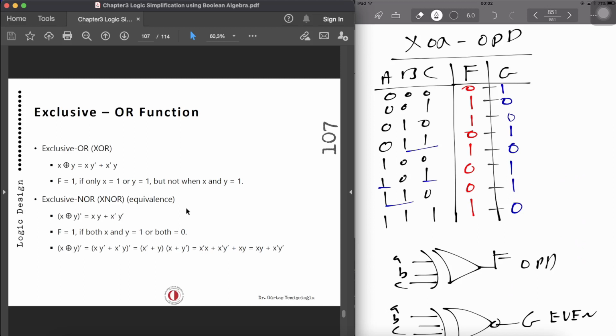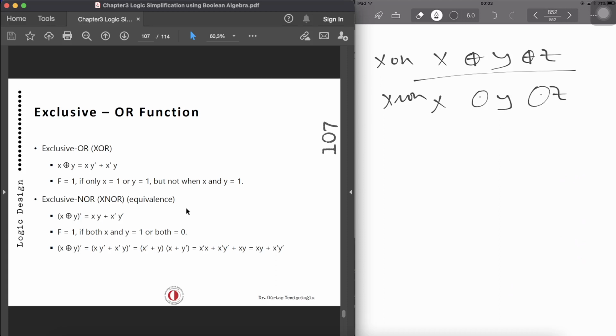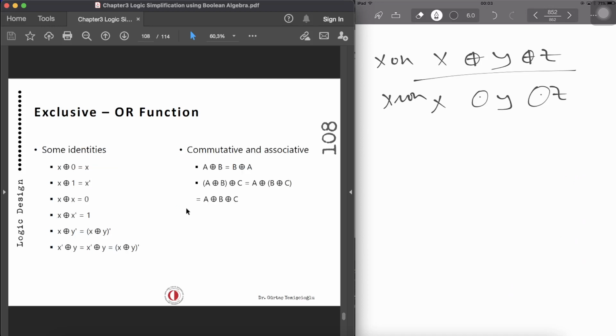Now, exclusive OR functions, either 2 inputs or 3 inputs, have a symbol of X plus inside of a circle, and this is XOR. A dot in a circle will give you XNOR. So odd functions, even functions, or in XNOR it's the equivalent function. Same identities as the Boolean algebra that we have seen.